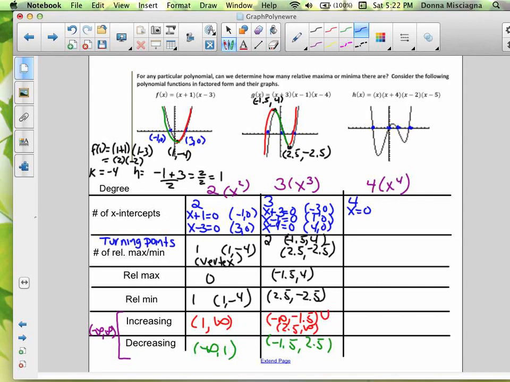So by the way, x equals 0 here is going to be (0, 0). We have x plus 4 equals 0, so that's going to be (-4, 0). And then x minus 2 equals 0, so that would be (2, 0). And x minus 5 equals 0, so I'm going to have to write underneath it here. That would be (5, 0). And that matches our graph. There are our 4 x-intercepts. Turning points.